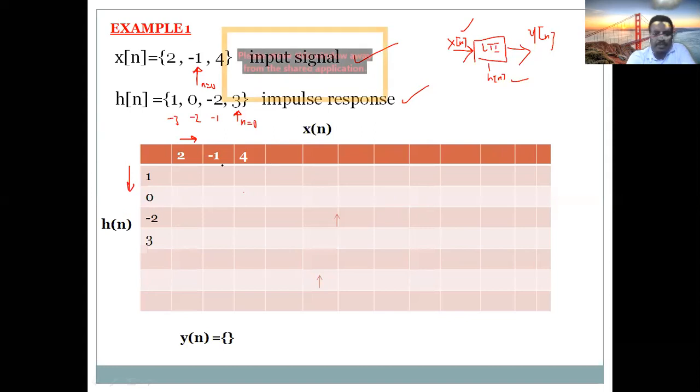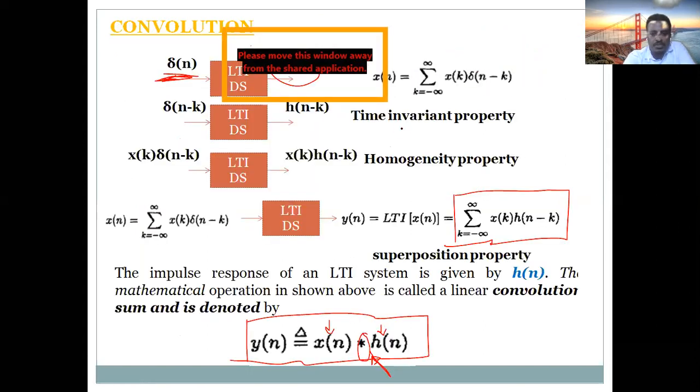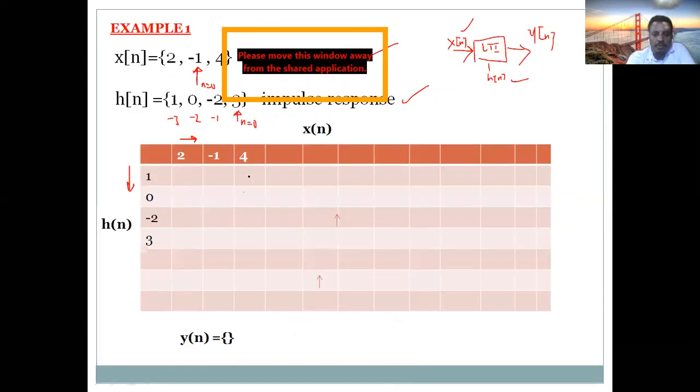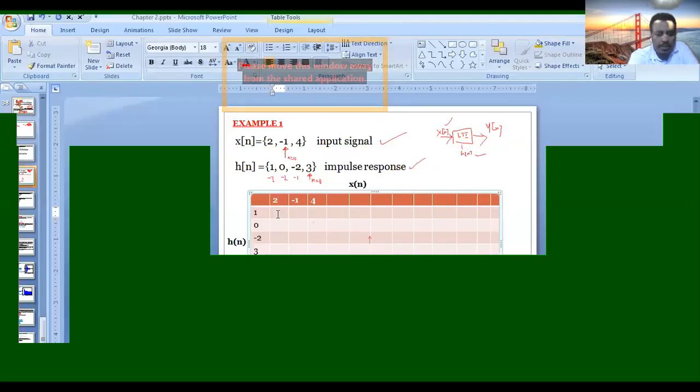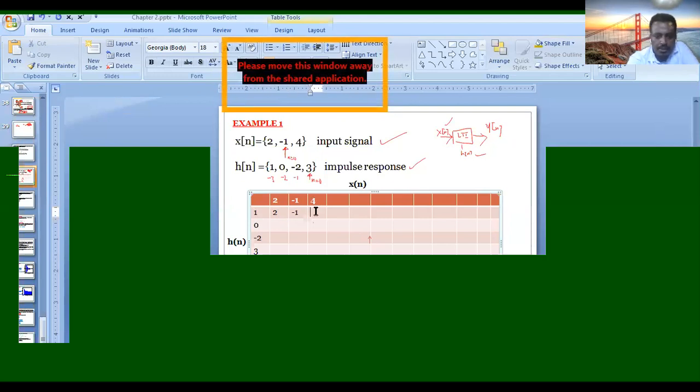The next step is multiplication. As you can see from the formula of convolution here, x of k and h of k is multiplication. So the first step is multiplication. So we have to multiply here. So 1 times 2 will be 2. We multiply each sample of h of n by all x of n. So 1 times 2 is 2. 1 times minus 1 is minus 1. 1 times 4 will be 4.